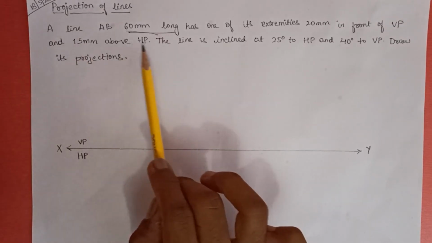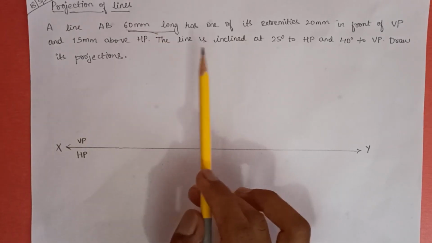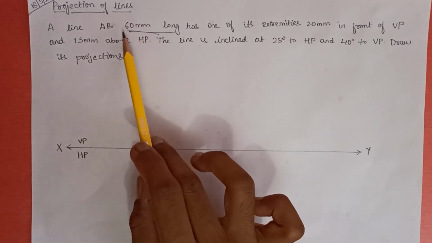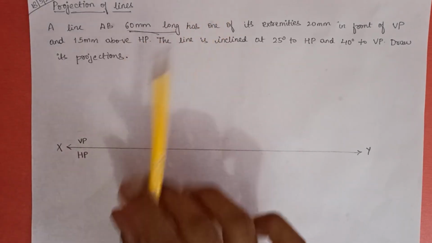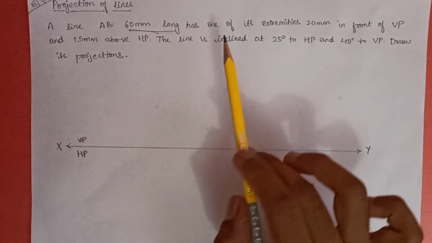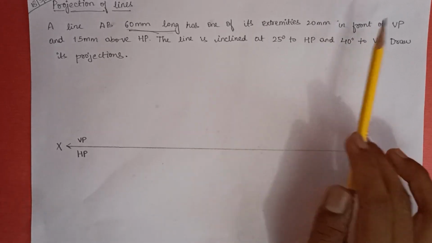Now a line AB 60 mm long. There are a few keywords that you can find in the question that will help you to solve. By the term 60 mm long, they're talking about the actual line. They're not talking about the projections. This you need to remember. It has one of its extremities 20 mm in front of VP.